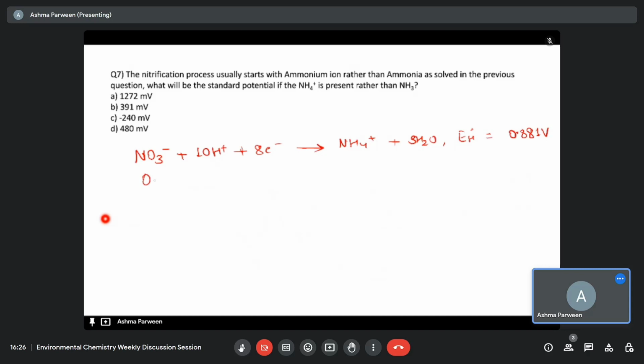And for reduction of O2 aqueous to H2O, EH naught is 1.272 volt. I'll give you 5 minutes. Just take your time. It is a similar question to the ones we have solved, I think the first or second question. Do the calculations and write the correct option or the correct value in the chat box.